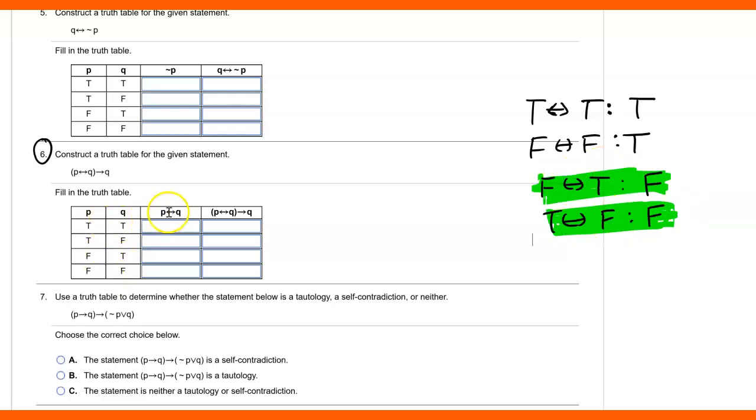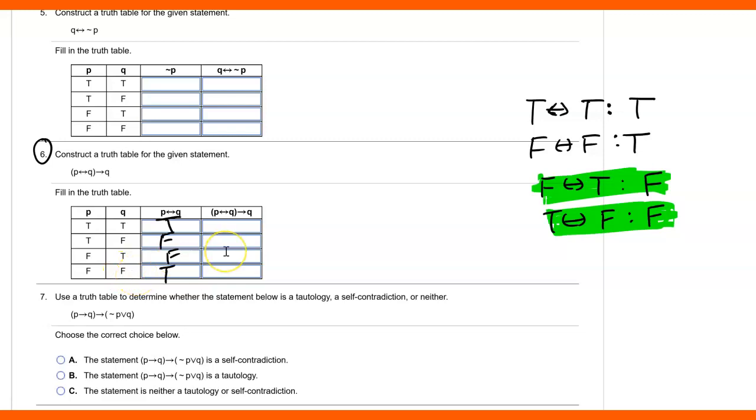Look at the first one. I'm doing P double arrow Q, looking at these two columns, and I'm doing a double arrow between these two truth values. Remember that there are only two statements, therefore we have 4 combinations. T double arrow T is going to be T. T double arrow F is going to be F. F double arrow T is going to be F. And F double arrow F is going to be true.